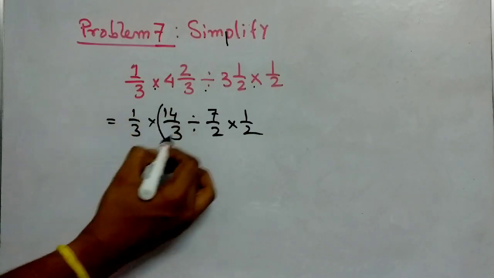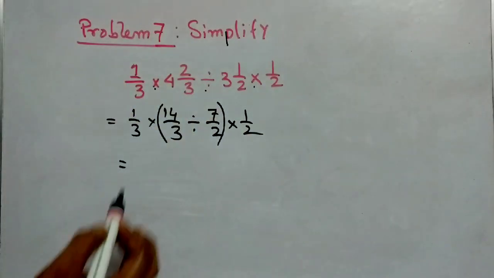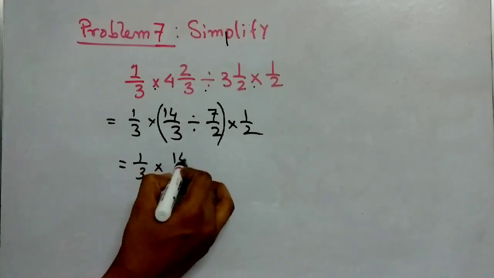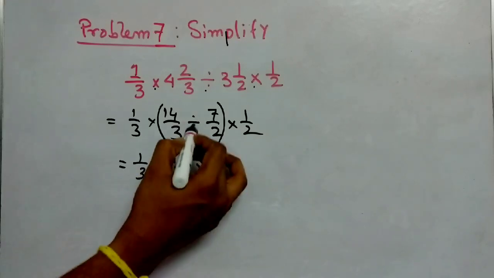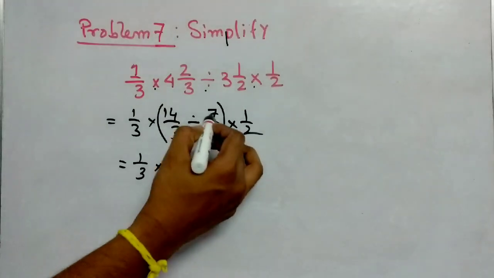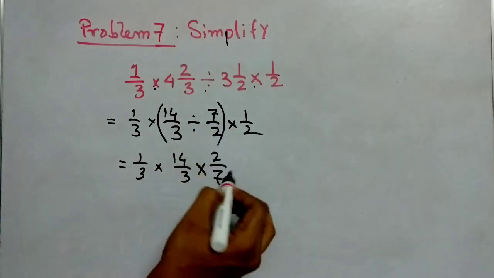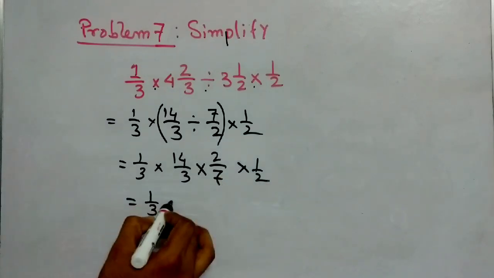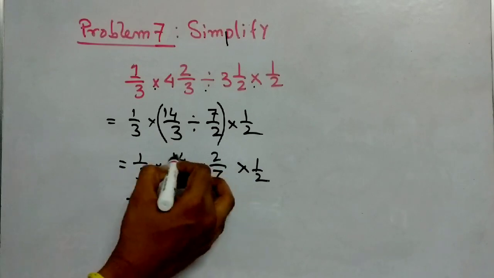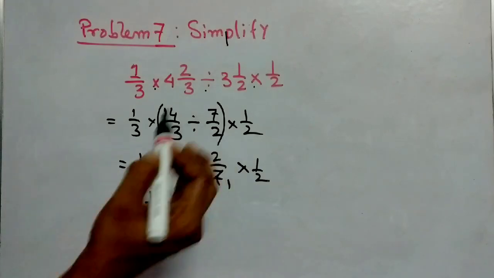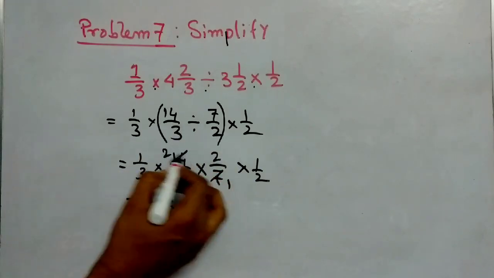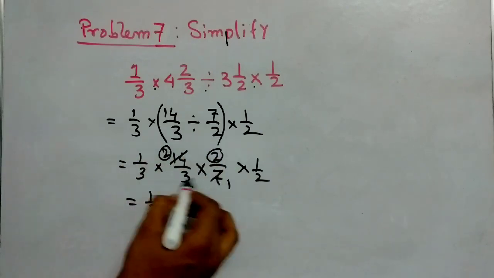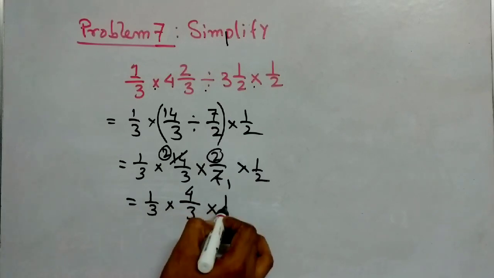Now this operation will be done first. So this is 14 by 3 into, this division sign has become multiplication, and this 7 by 2 will become 2 by 7 into 1 by 2. Now 1 by 3 into, so this is 14, 7 2s are 14, 7 1s are 7. So 2 into 2. So in the numerator it is 2, 2. So 2 into 2 is 4, and this is 3 into 1 by 2.